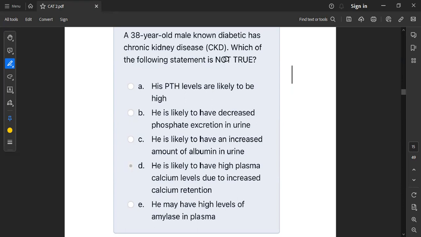Let's give it a try. Someone says D, yeah. He's likely to have a high plasma calcium level due to increased calcium tension. That is false. We expect this person to have high or low calcium. Low calcium, exactly. Why do you expect low calcium?